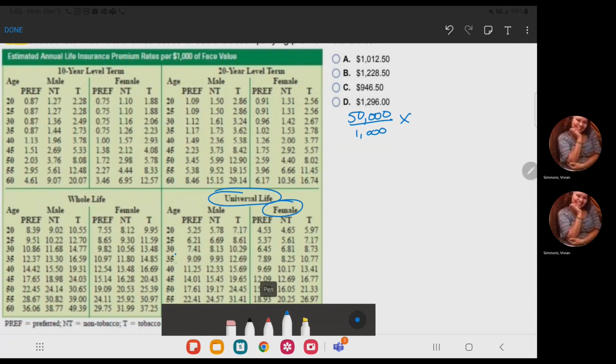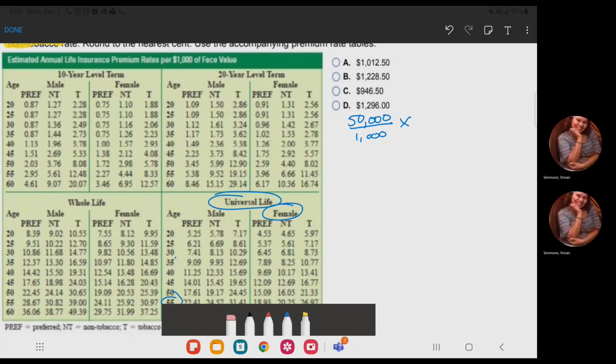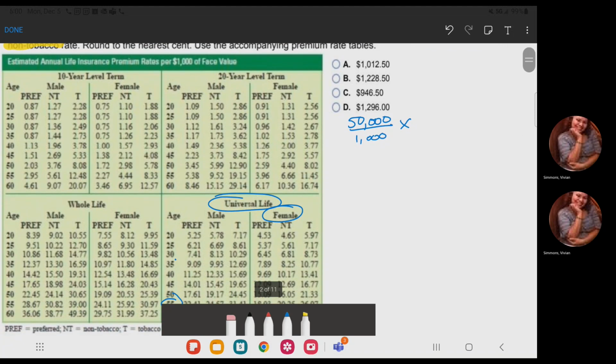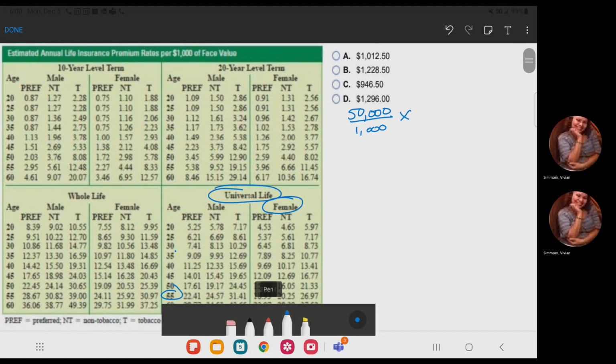Okay. 55-year-old. And then I'm going to scroll again so I could see. And the 55-year-old female is non-tobacco rate. So an NT. So I'm going to move down here. $20.25. Okay, so with that rate, I'm at 1,012.50, which is A.